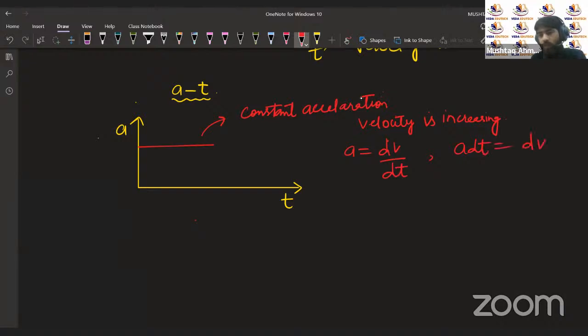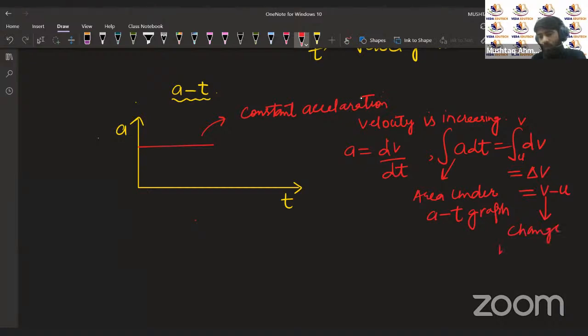If we integrate it on both sides, this will represent the area under the acceleration-time graph, right? Area under the AT graph. Let's suppose the initial speed is u and the final speed is v. So it will be delta v, that's v final, that's v minus u, and we call it the change in velocity, right? So from here we can conclude that the area under the acceleration-time graph gives us the change in velocity, right?